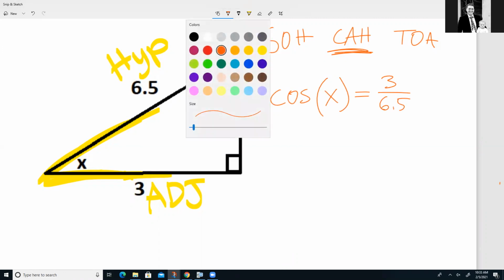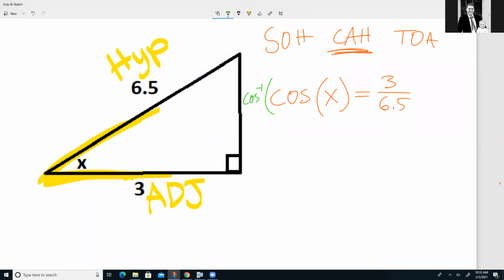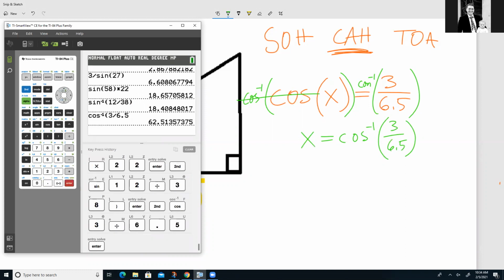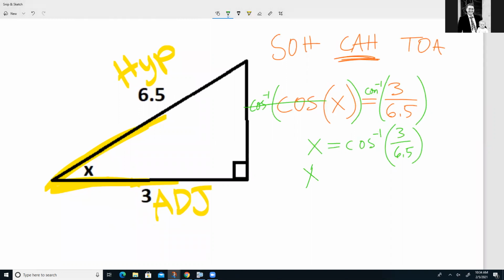In order to solve this, we need to use the inverse trig function, but this time it's going to be inverse cosine. You'll notice that I'm saying inverse cosine. I'm not saying cosine -1 or negative cosine. It's inverse cosine. Let's let our calculator figure that out for us. 62.5, and the 1 will make it stay the same. So x must be a 62.5 degree angle. Sounds about right.